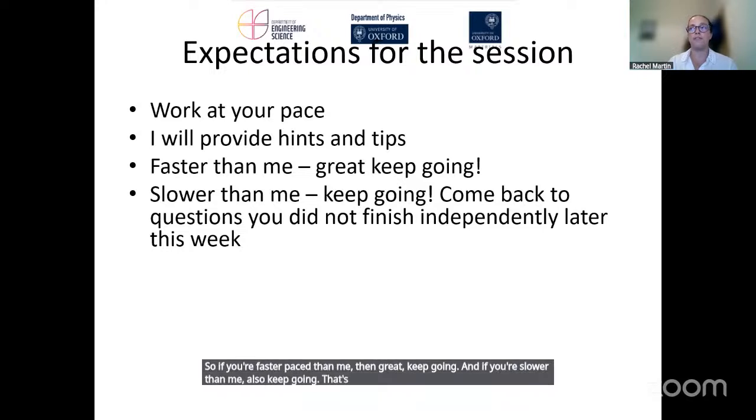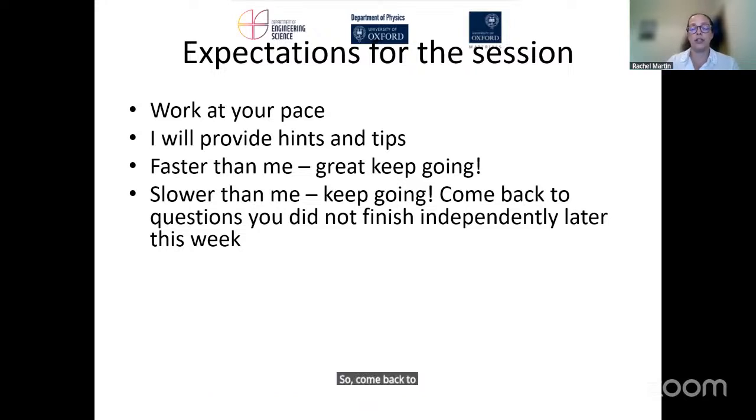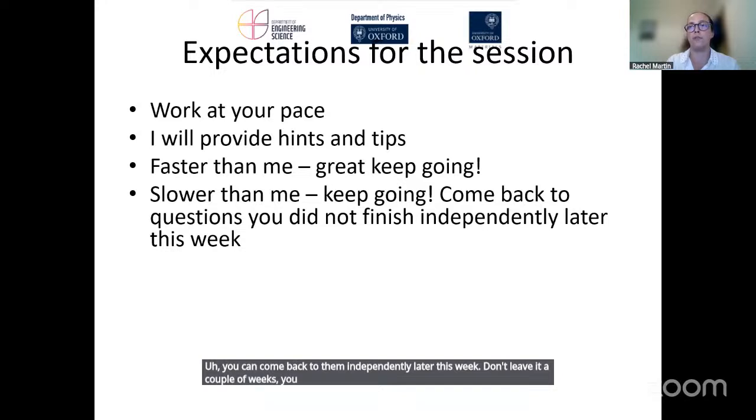That's the point of this first session. Problem solving is a skill that can be learned and practiced. So come back to questions. If there are any questions today that you don't finish, you can come back to them independently later this week. Don't leave it a couple of weeks. You want to practice them before your next online session.